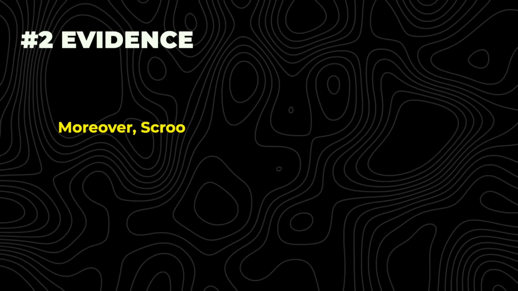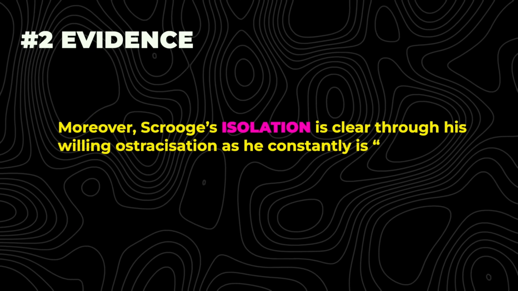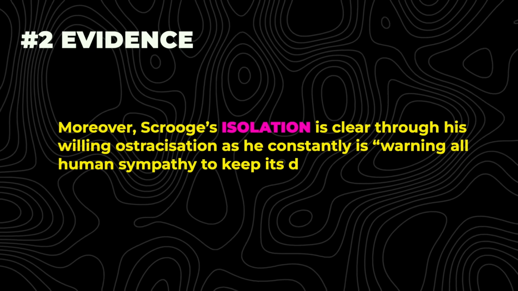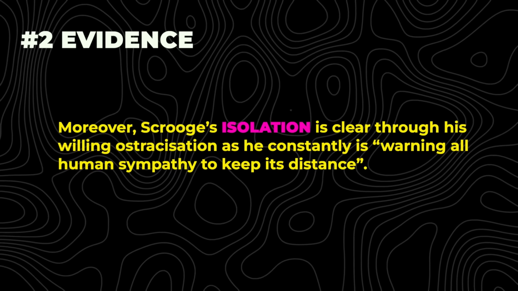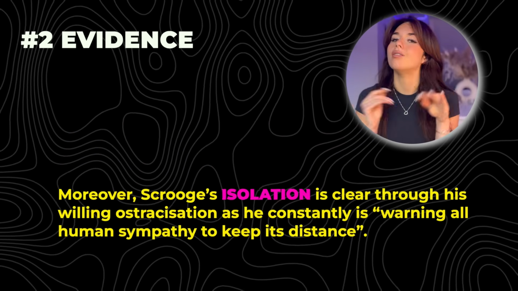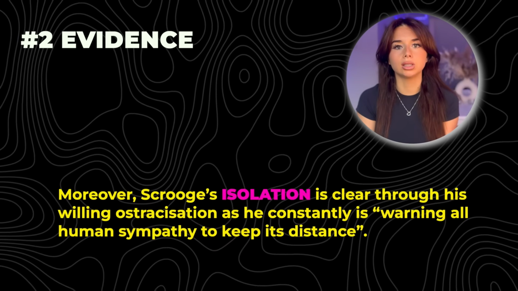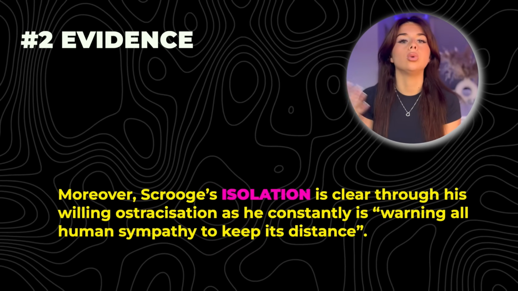Okay, let's go on to our second bit of analysis, because remember, PETA, ETA, this is the second E, the second bit of evidence. Moreover, Scrooge's isolation is clear through his willing ostracization, as he is constantly warning all human sympathy to keep its distance. Again, you can see my evidence, I've embedded it in, and I've also linked it back to my point, willingly ostracizing, and the word from the question, which is isolation.